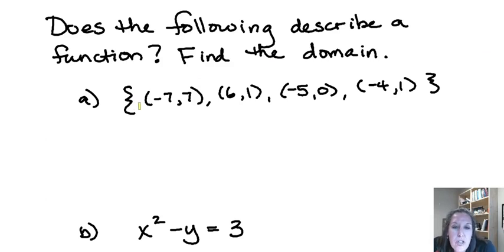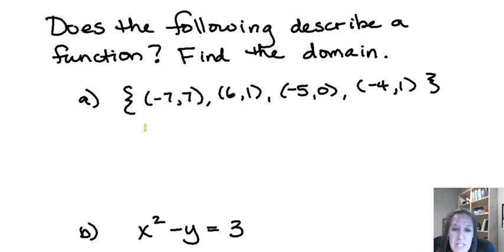In our first example, we are looking at some relationships between x and y values, and we are determining whether they describe a function. Remember, a relation is only a function if every x corresponds to no more than one y. So every x in the domain corresponds to only one value in the y. What that means is, if we're looking at a list of points like we have here in part A, we cannot have our x values repeated.